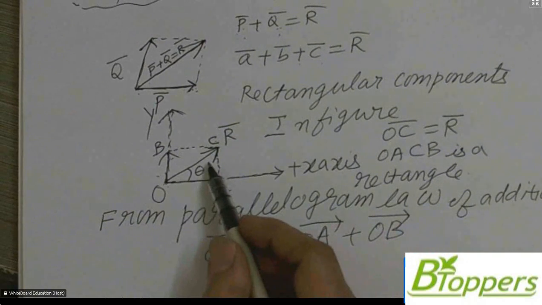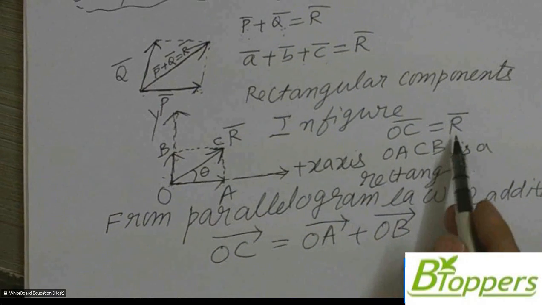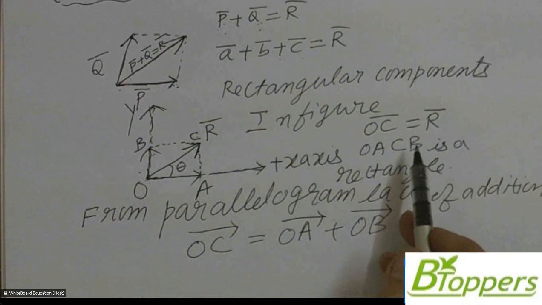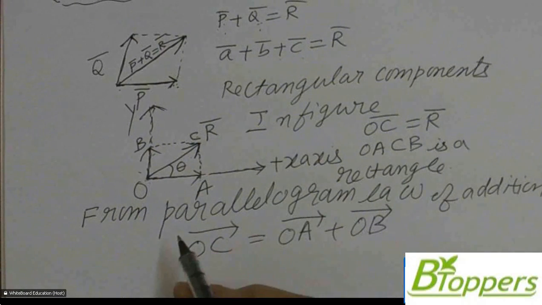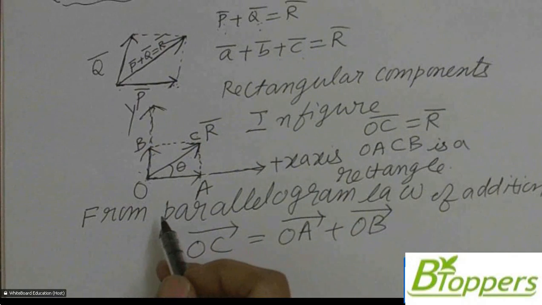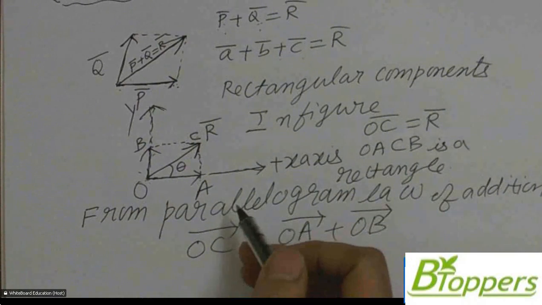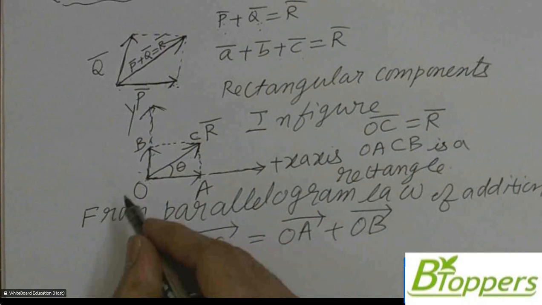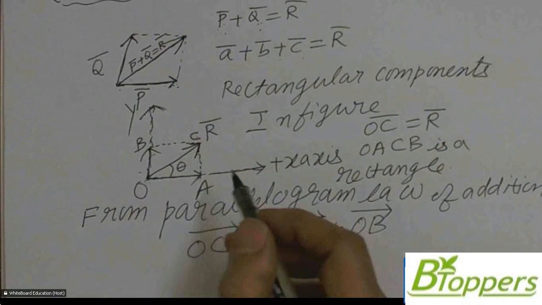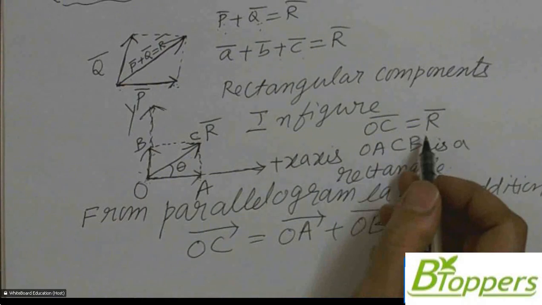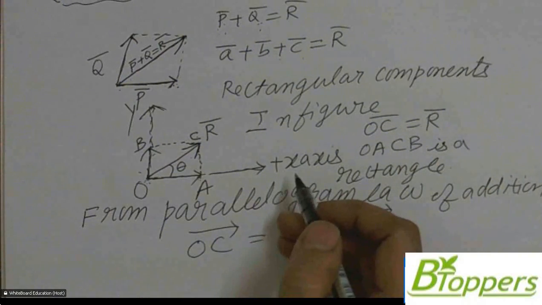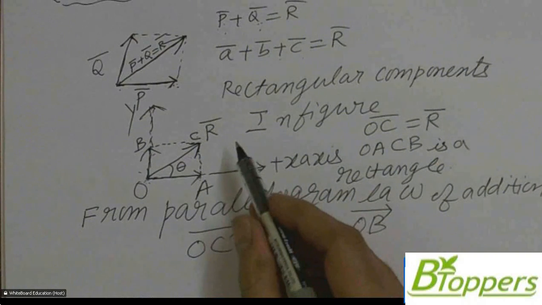Now here the directed line segment OC bar represents the vector R bar. As I told you before, the vector sum of two vectors gives you the vector R bar. Then the two vectors can be called the component vectors of R bar. Here the vector sum of OA bar and OB bar gives the vector R bar. Therefore, the two vectors OA bar and OB bar can be called the component vectors of R bar.